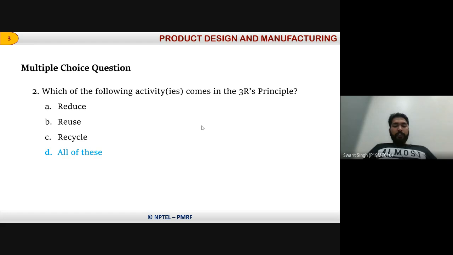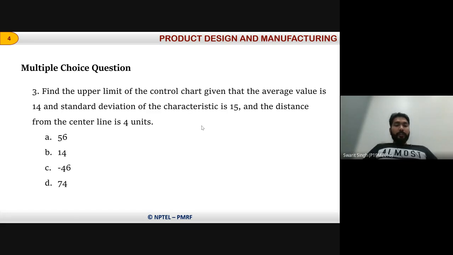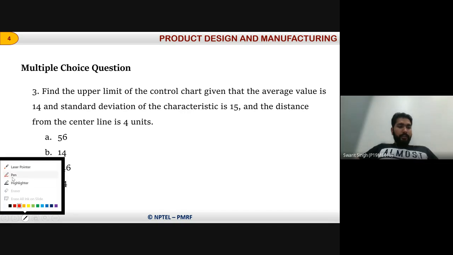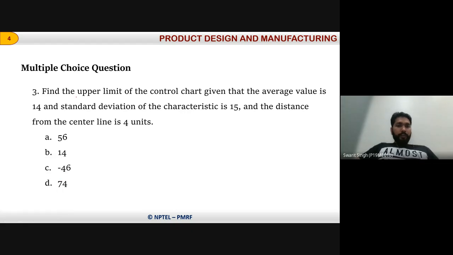Now we are moving to question number 3. It's a numerical question from quality control. It says find the upper limit of the control chart. I just highlight the important terms. We have to find the upper limit of the control chart.